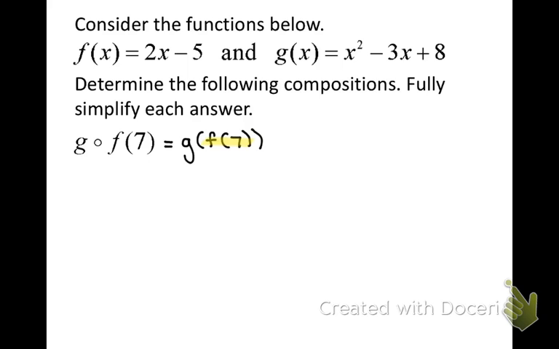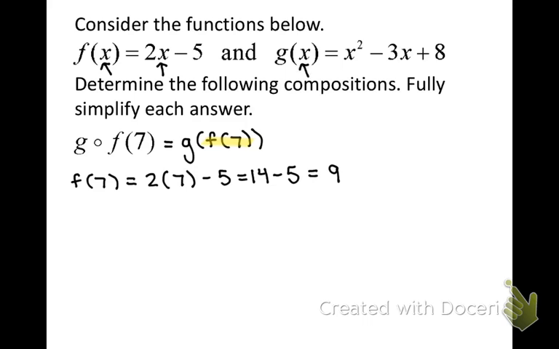All right, so over in f, everywhere I see x, I am plugging in a 7. So f of 7 equals 2 times 7 minus 5. That gives me 14 minus 5, which is 9. Now that 9 is what I need to plug into g of x. So everywhere I see an x in g, I am plugging in the number 9.